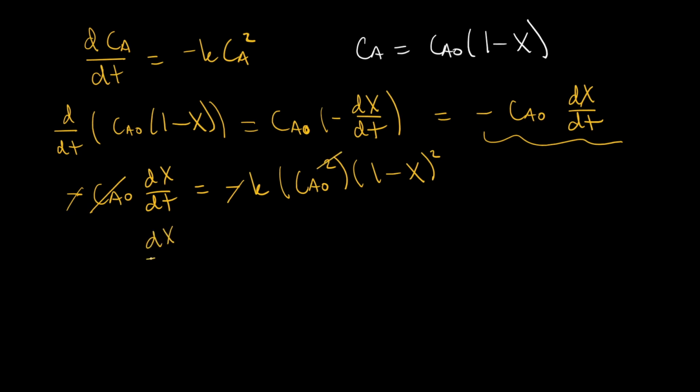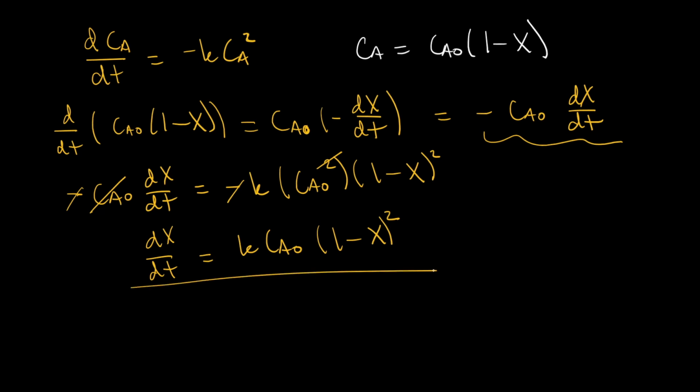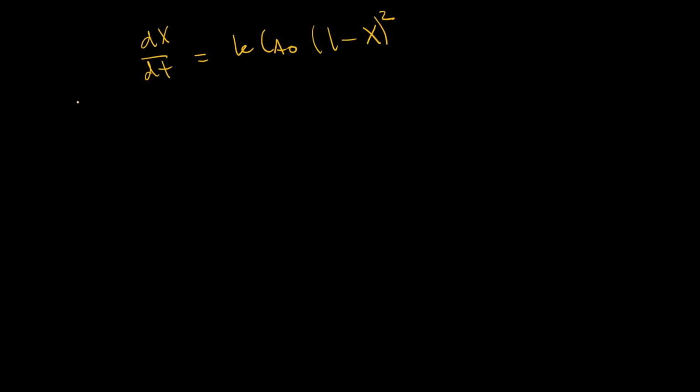So we get dx/dt equals k Ca0 times (1 minus x) squared. All right, here is the starting point. Now that we've rewritten this equation in terms of conversion, let's solve it. So the first step is to separate the variables.